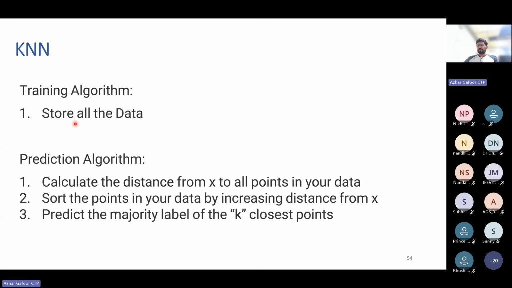So the training algorithm of KNN is we store all the data. Then during the prediction, calculate the distance from X to all points in your data, sort the points in data by increasing distance from X, then predict the majority label of K closest points.